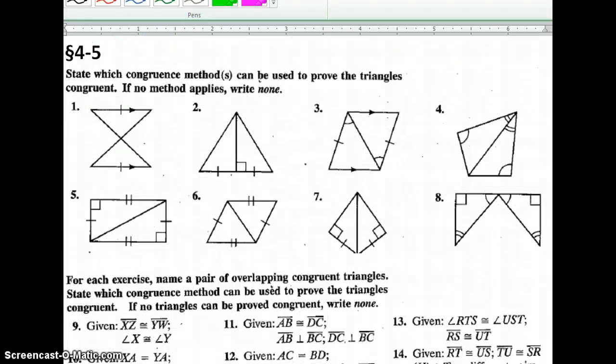Great. All right, finally, we're into 4.5. This is HL and SSS. HL and what was the other one? Oh, AAS, yeah. Okay, so we did these in my class, so I think my class has been over these enough. But maybe not everybody. State which congruence methods can be used. That means we're talking about congruence for triangles. This is all these are good for. And you have to have one of these for triangle congruence. One of the magic 5.